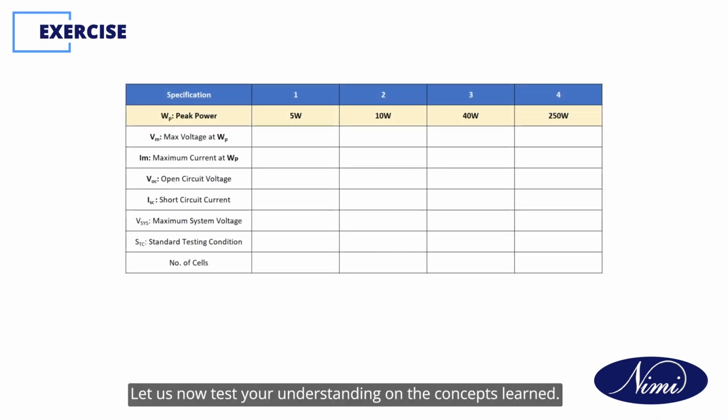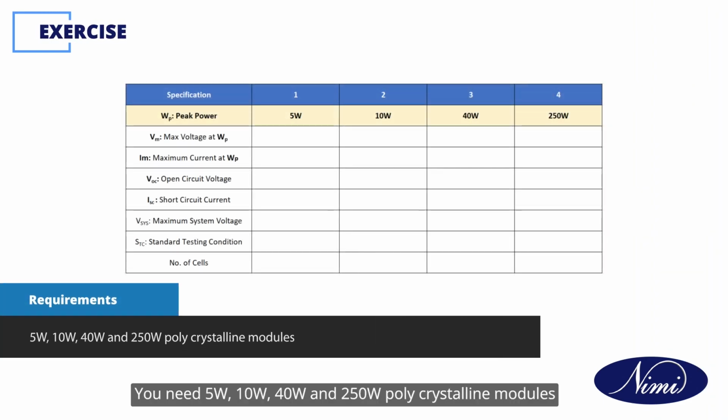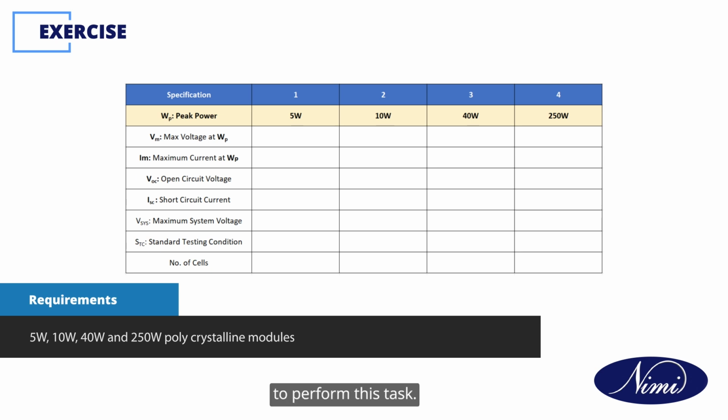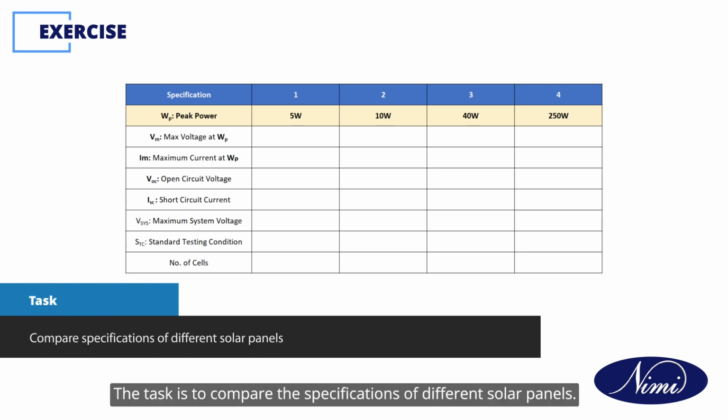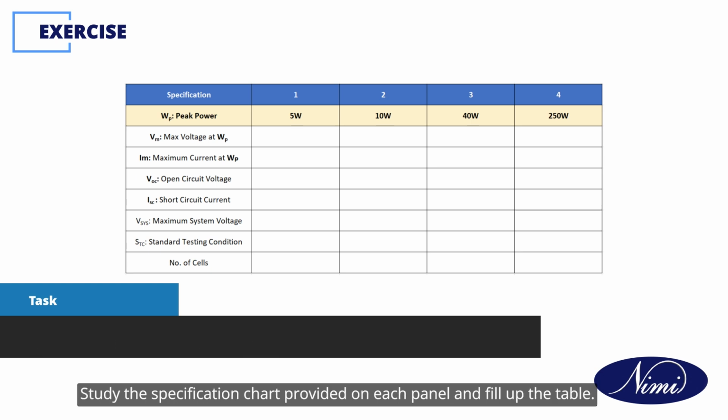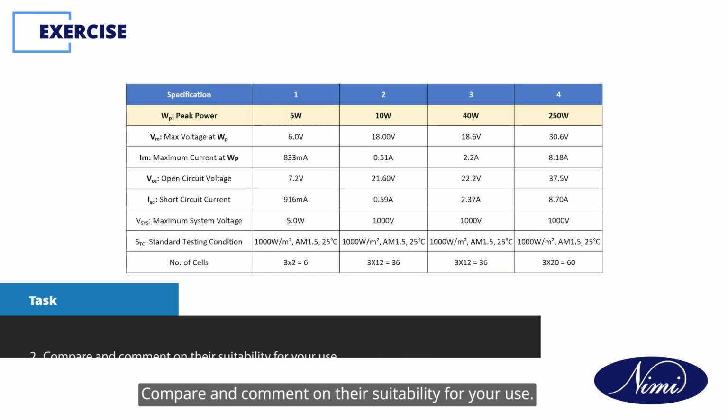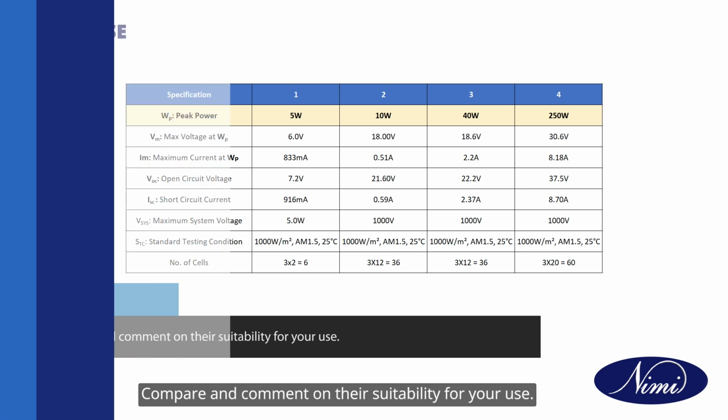Let us now test your understanding on the concepts learned. You need 5 watts, 10 watts, 40 watts and 250 watts polycrystalline modules to perform this task. The task is to compare the specifications of different solar panels. Study the specification chart provided on each panel and fill up the table. Compare and comment on their suitability for your use.